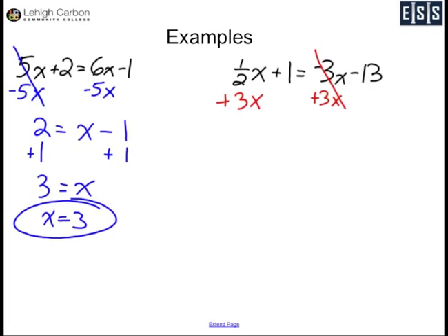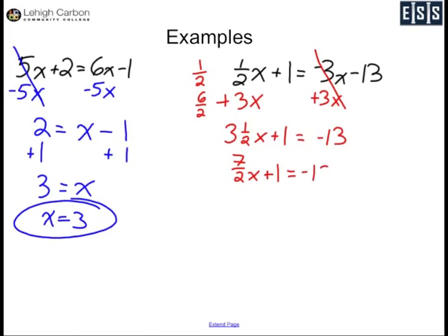So I have to do 1/2 plus 3. Well, we could say that's 3.5x plus 1 equals negative 13. But I don't want to work with 3.5. I can say this is 1/2. 3 as a fraction is going to be 6 over 2. 1/2 plus 6/2 is 7/2 x plus 1 equals negative 13. You could also look at 3 and 1/2 and say 3 times 2 is 6 plus 1 is 7 over 2. However you want to convert your mixed number into an improper fraction.